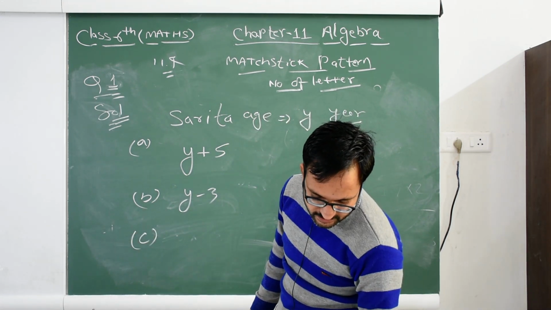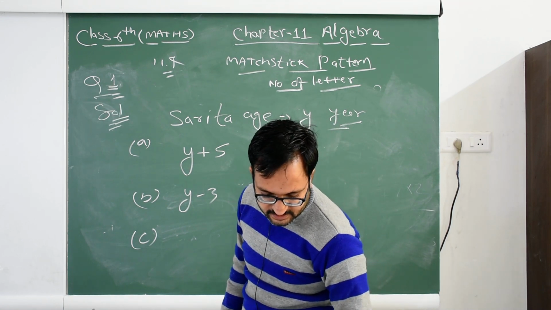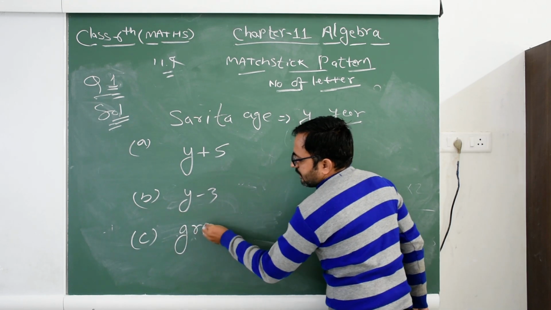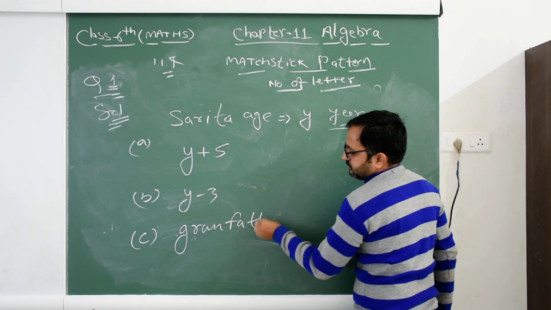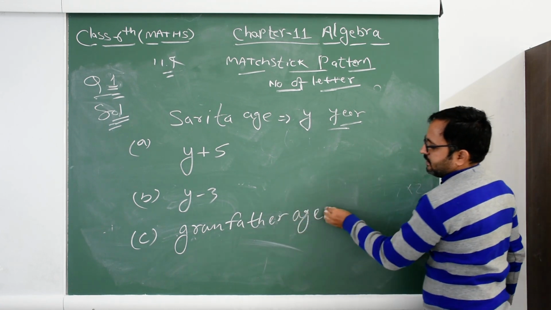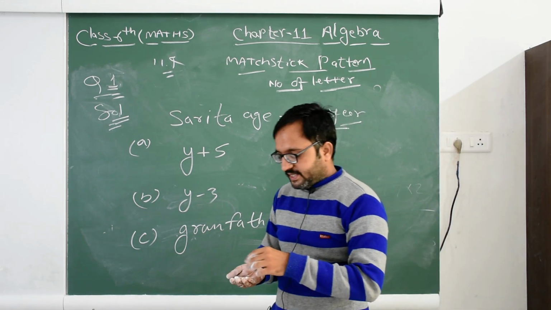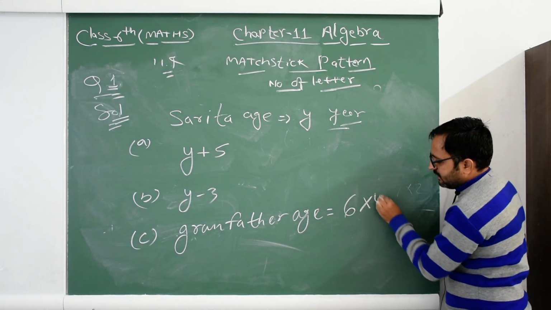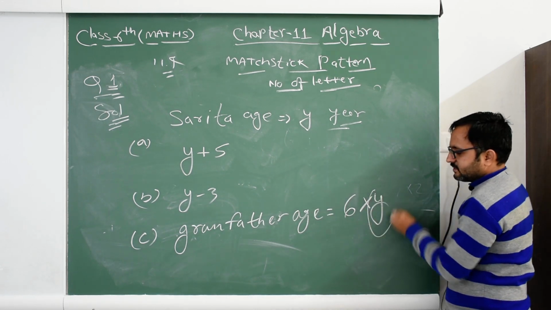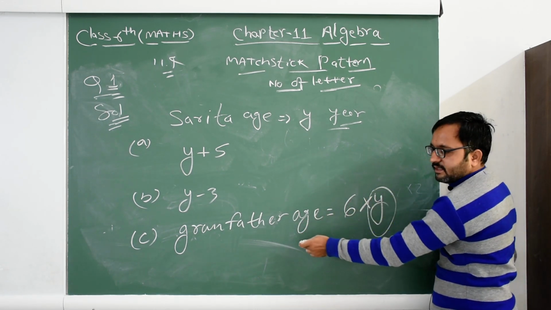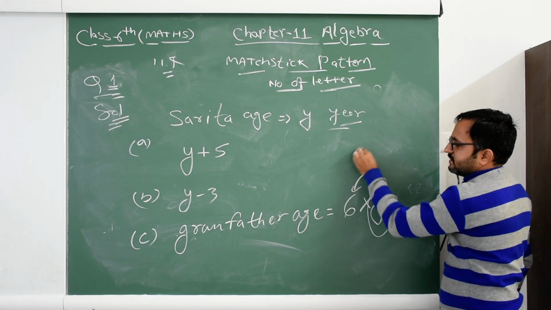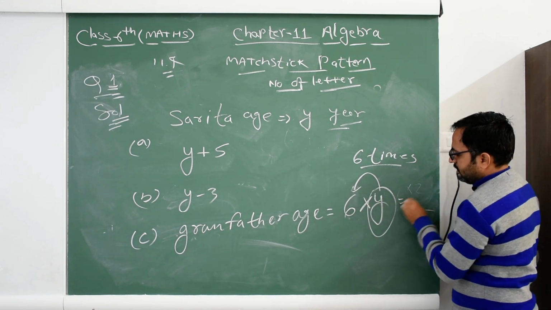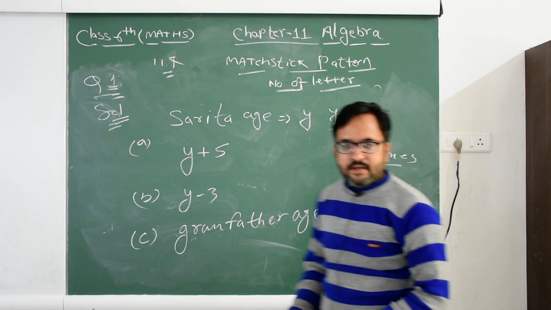C part, Sarita's grandfather is 6 times her age. Sarita's grandfather's age is 6 times, that means multiply by 6 in Sarita's age. This is Sarita's age and grandfather is 6 times, that means multiply by 6. So grandfather's age will be 6y.